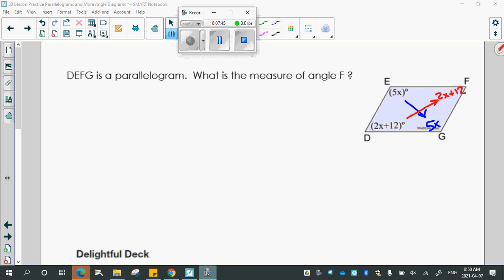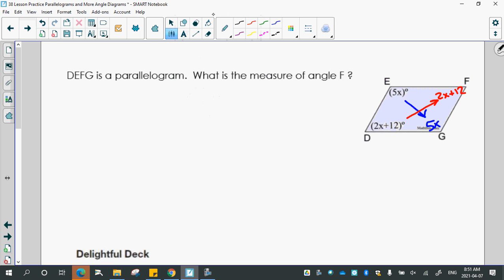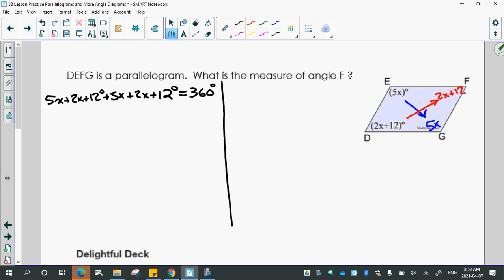Okay, you guys do that. When people solve this, I'm seeing two ways of doing it, so I want to show you both just in case you like one better than the other. So here's the first way, which is the way we've kind of been doing it on the board. We get 14x plus 24 degrees equals 360.